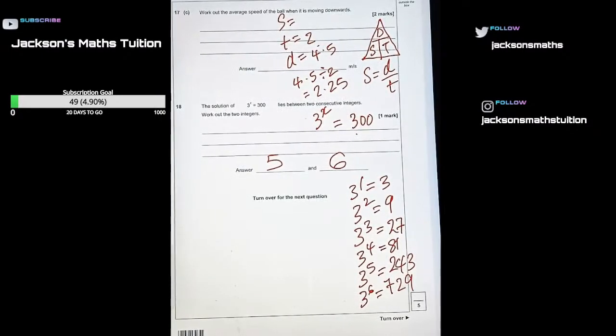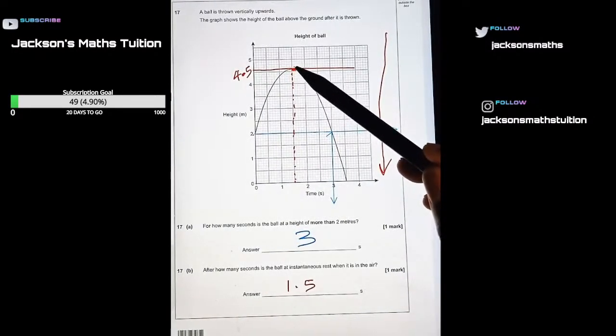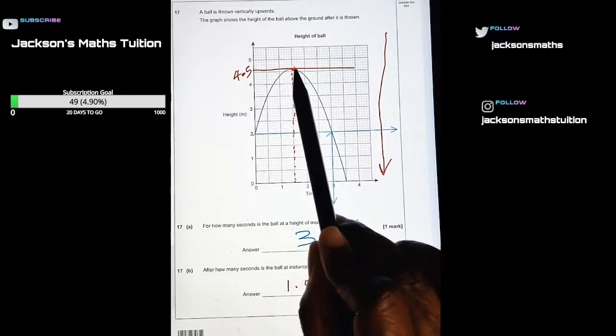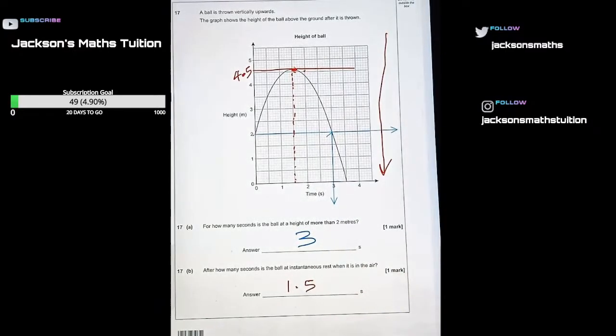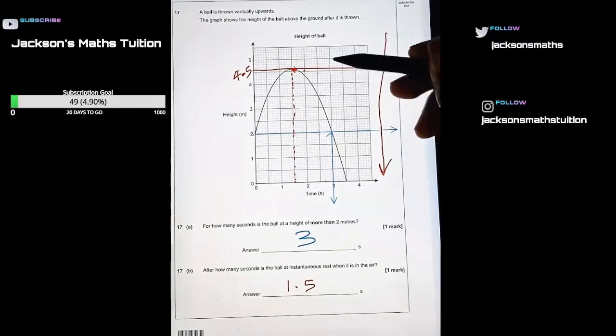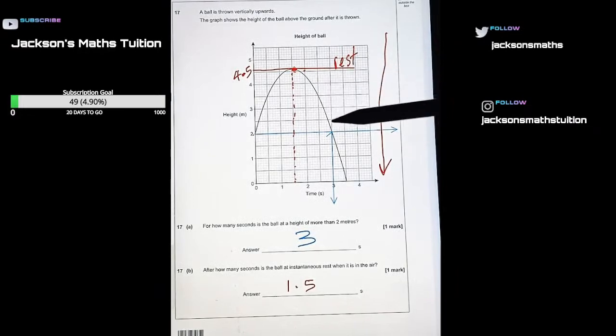Why did we use 2 seconds here on the graph? Remember, we're resting at 1.5. So if you use any number after 1.5 up to 2, you would get the mark. You will get the mark. Because at this point, when it rests at the top, remember we said that this is the rest. Here, at the top, at 4.5, then the graph is going to start going down.